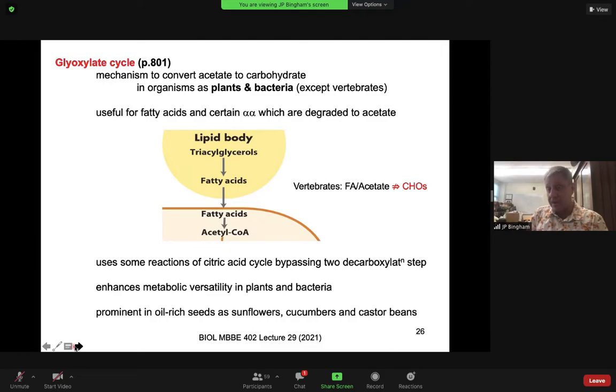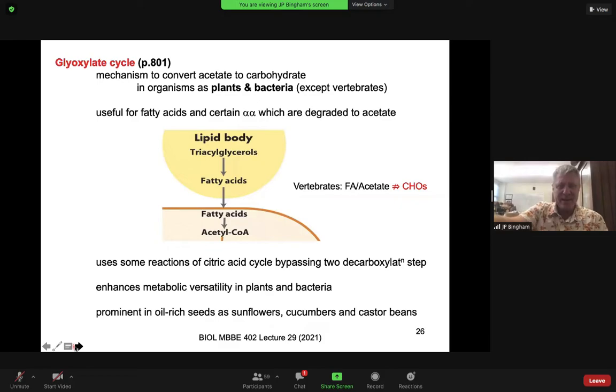So for us as vertebrates, we don't have this capacity to take fatty acids directly and acetate molecules to produce carbohydrates. So we don't have this particular system. It would be amazing if we actually bioengineered this into our systems, because it would give us enormous capacity to even advance our own energy requirements. Who knows what will happen in the future?